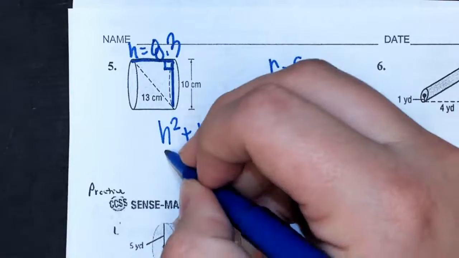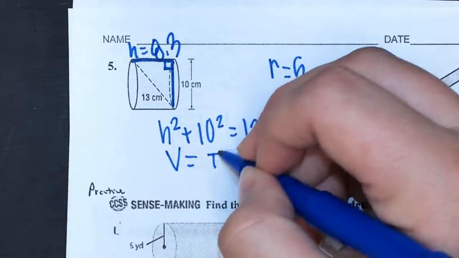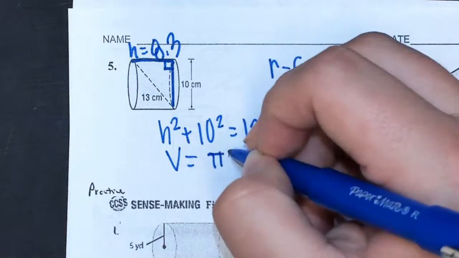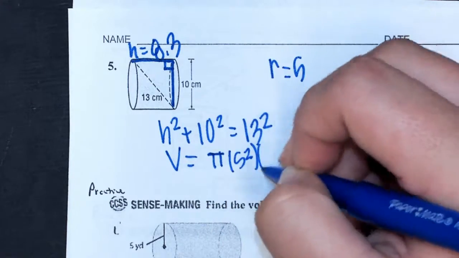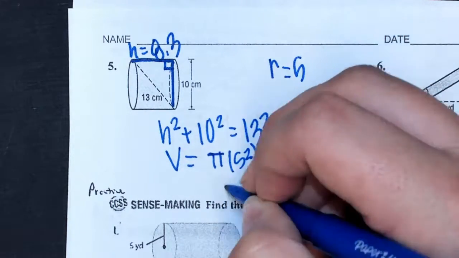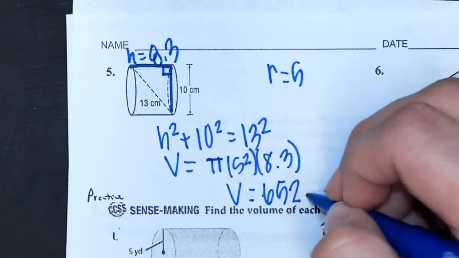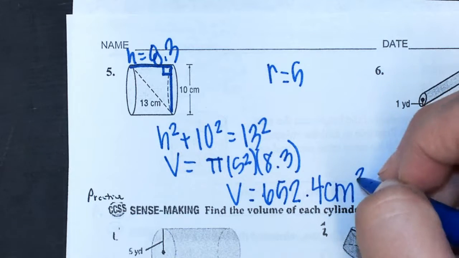So now to find the volume, you had the diameter, so cut it in half to get the radius. Pi 5 squared times 8.3, and it should be 652.4 centimeters to the third.